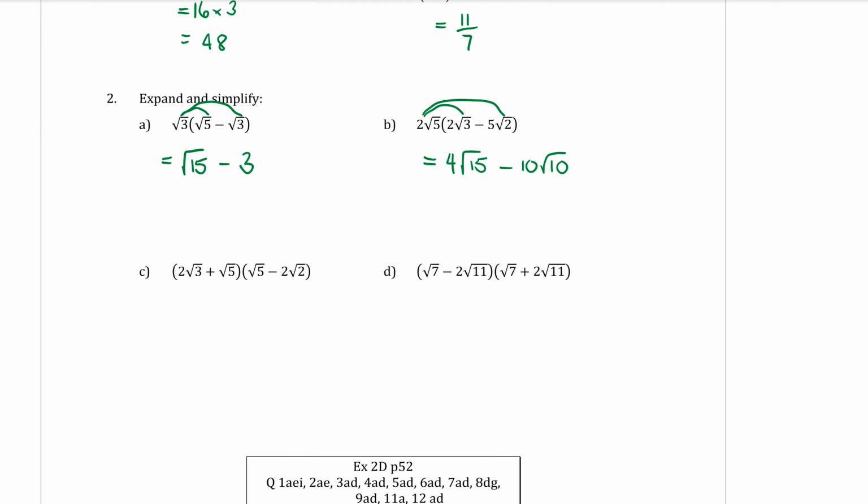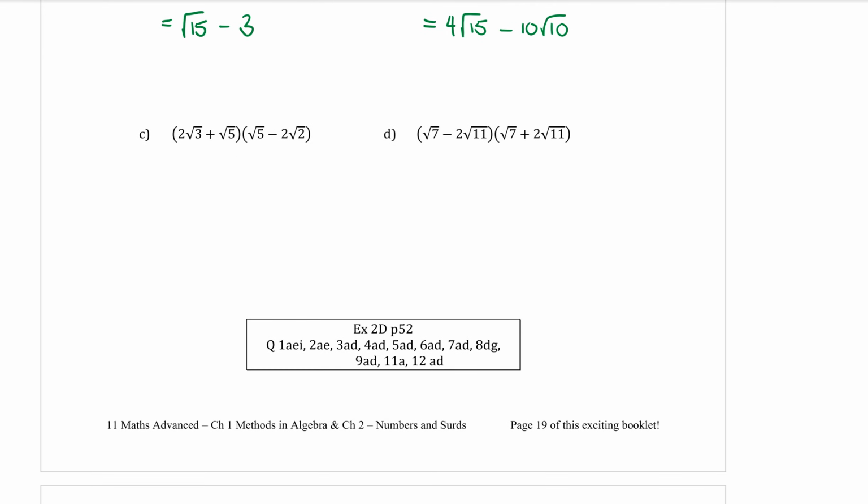For C, this is the binomial. We have 2 brackets next to each other. We have to do a full FOIL expansion here. So first times first. So there's only the 2 at the front of the surds here, so the 2 will stay at the front. Root 3 times root 5. 3 times 5 is 15. Then we do the outside ones. There's a 2 times a minus 2, so that's minus 4. Then we have root 3 times root 2, which will be root 6.